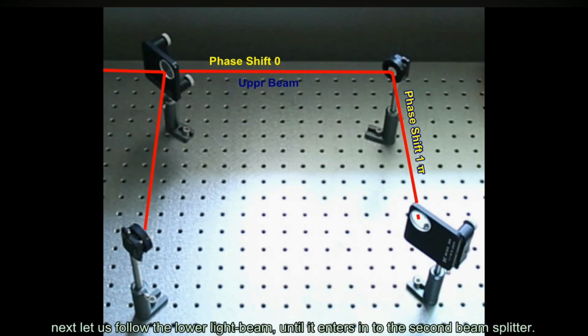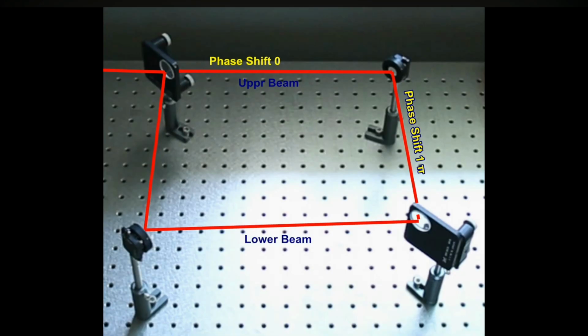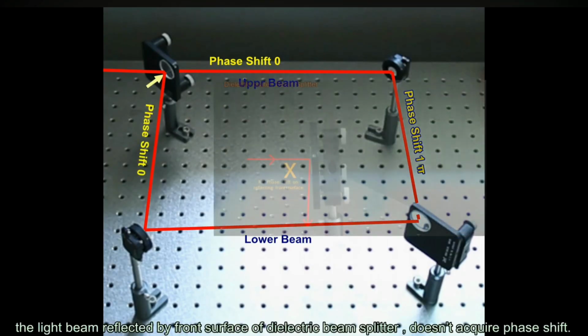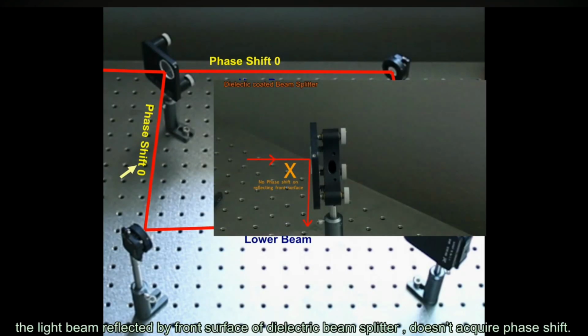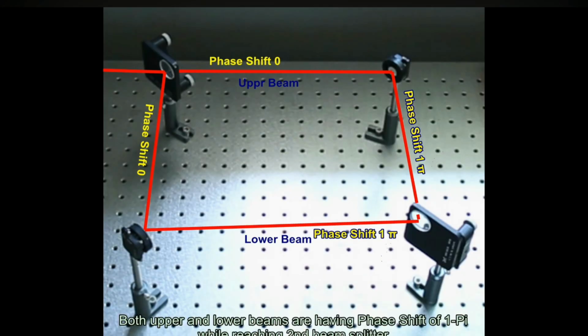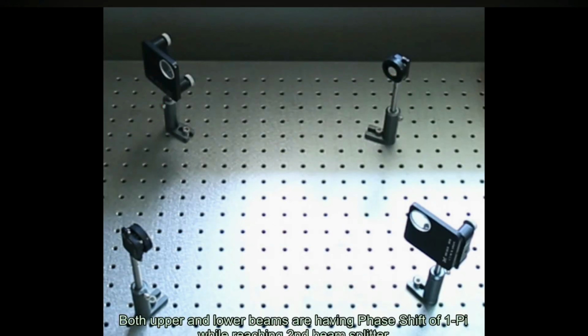Next, let us follow the lower light beam until it enters into the second beam splitter. In the beginning, it is reflected by the first beam splitter and occurs no phase shift. The light beam reflected by the front surface of dielectric beam splitter doesn't occur phase shift. Then it is reflected one more time by the left full silvered mirror and occurs phase shift of pi. Both beams are having phase shift of pi.